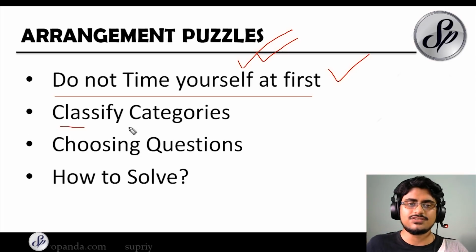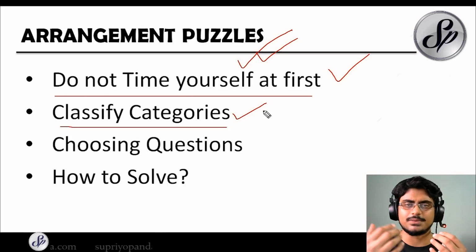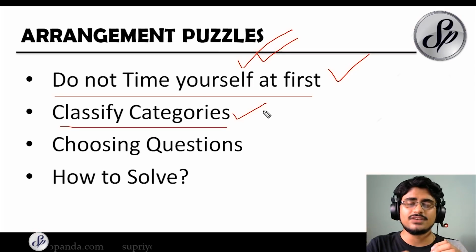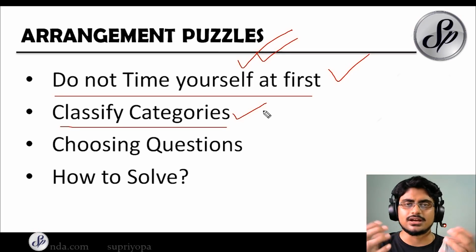Now you have to classify the categories of the puzzles. This is something that I used to do when I was preparing. So you have a circular arrangement type of puzzle, you have a puzzle with circular arrangement plus blood relations, you have a triangular puzzle, you have a polygonal puzzle, etc. So try and come up with your various categories of puzzles.